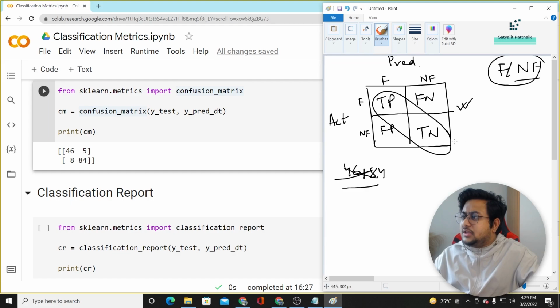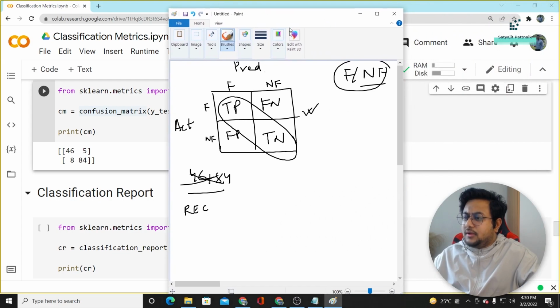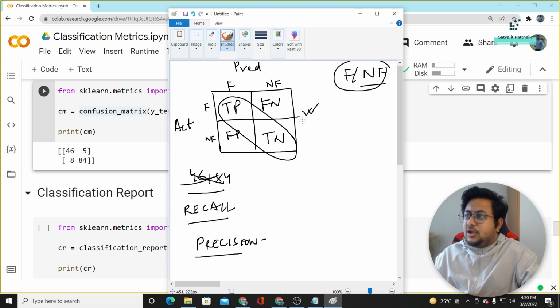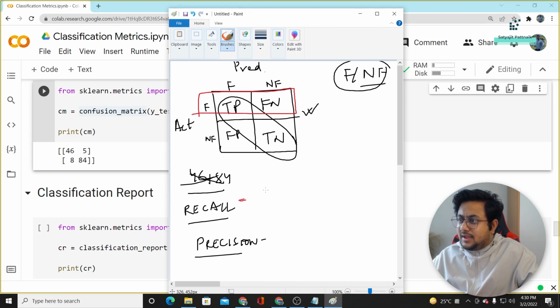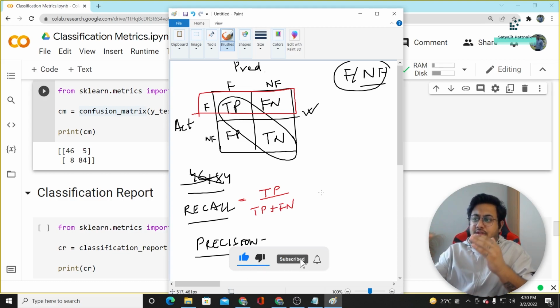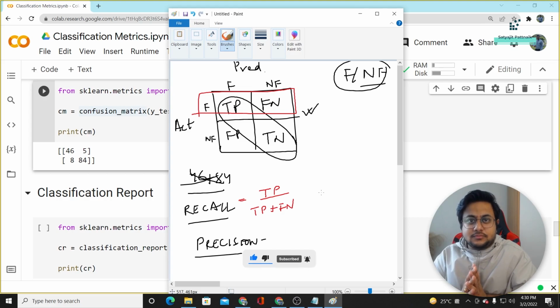From your confusion matrix, there are also some concepts like recall and precision. Now, what is recall and precision? Recall is simply, let me just draw it here, this box. Recall is nothing but true positives divided by true positives plus false negatives. That means true positives divided by actual positives.